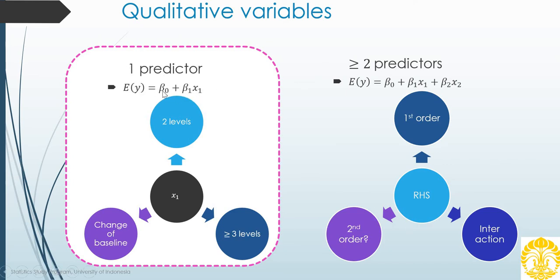For just one predictor, usually the template model is expected of y equals beta naught plus beta 1 x1. But in the case that x1 is a qualitative variable, how do we write the model in the context of the problem? What if x1 is a qualitative variable with two levels, or three or more levels? And about the baseline, if we want to change the baseline, how, and what is the consequence? We will consider that too. We will proceed directly to the simulation to illustrate how we work with model building.